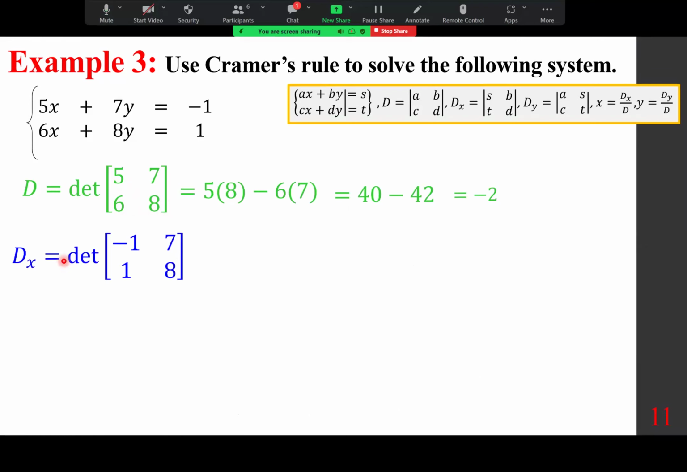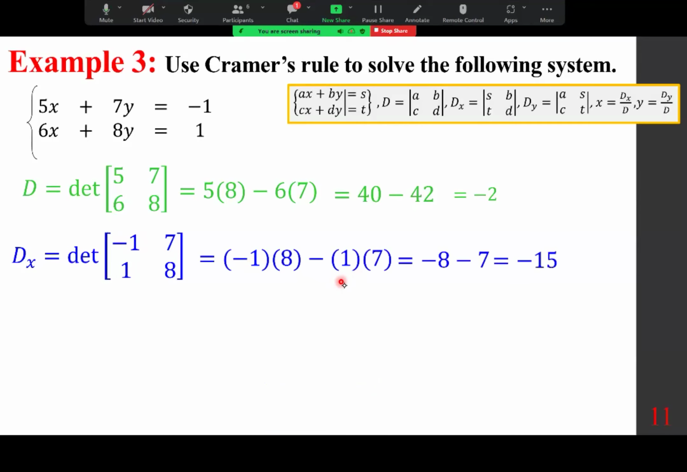Now, what is D sub x? The first column, 5 and 6, changes to the constant or the solution matrix. Now, these two: negative 1 times 8 minus the product of these two, 1 times 7. So this is negative 8, this is negative 7, the result is negative 15.